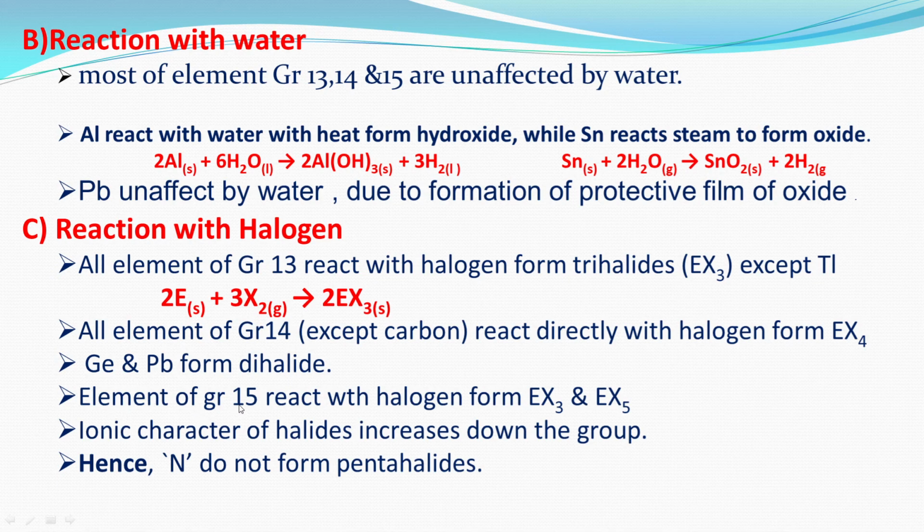Elements of group 15 react with halogen to form trihalide and pentahalide. The ionic character of halides increases down the group, while nitrogen does not form pentahalides, that is the EX5.